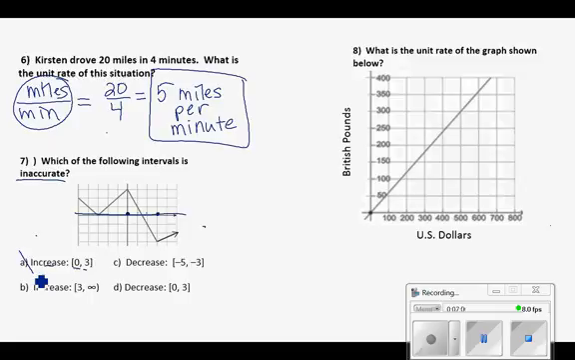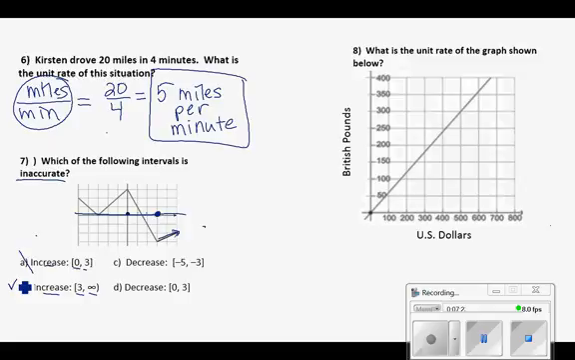Answer choice B, increase from 3 to infinity. So here's 3 to infinity, and that means it goes on forever. Is it increasing? Yes, it is increasing, and it's not stopping because we have the arrow. We're going to put a check mark beside that one because it possibly could be the answer.